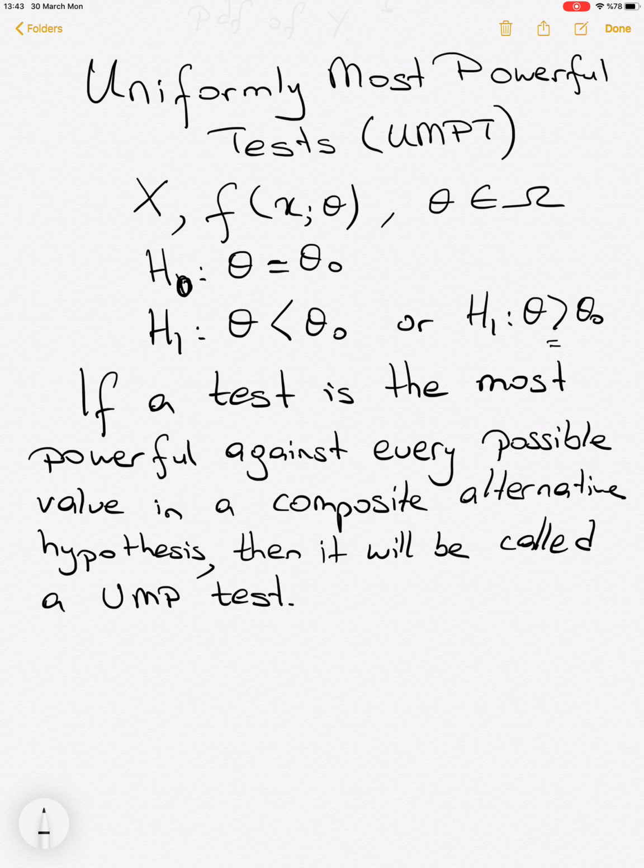Okay, so let's say we have a null hypothesis where theta equals theta 0, and let's say we defined our alternative hypothesis in this way.